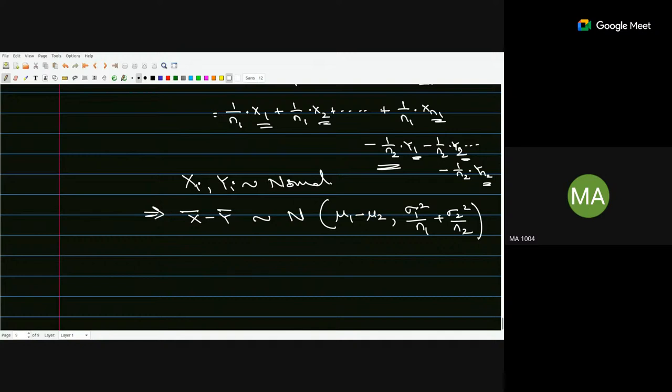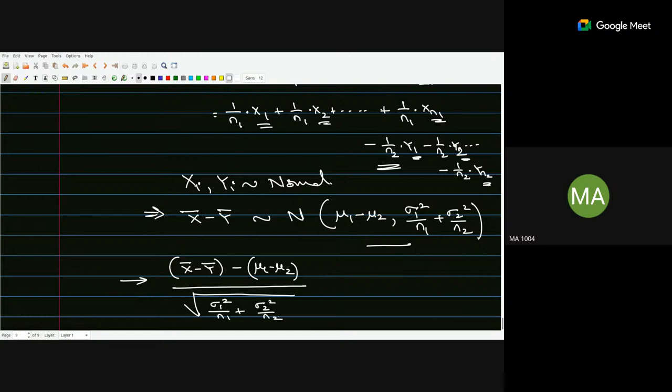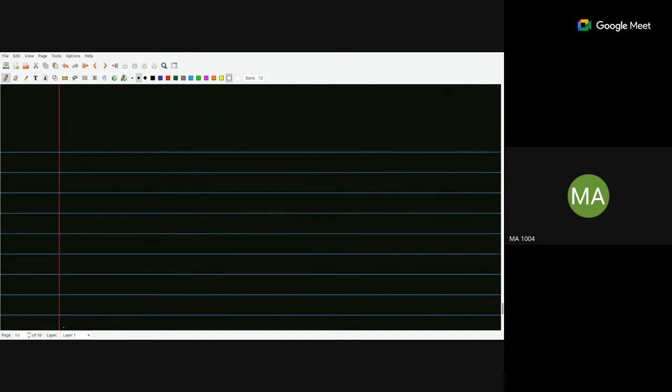Now we got that x bar minus y bar follows this. In order to convert this to standard normal, what should I do? X bar minus y bar minus (mu 1 minus mu 2), divided by the square root of sigma 1 square by n1 plus sigma 2 square by n2. If I do this, can I say this? Is it true, whatever I have written?